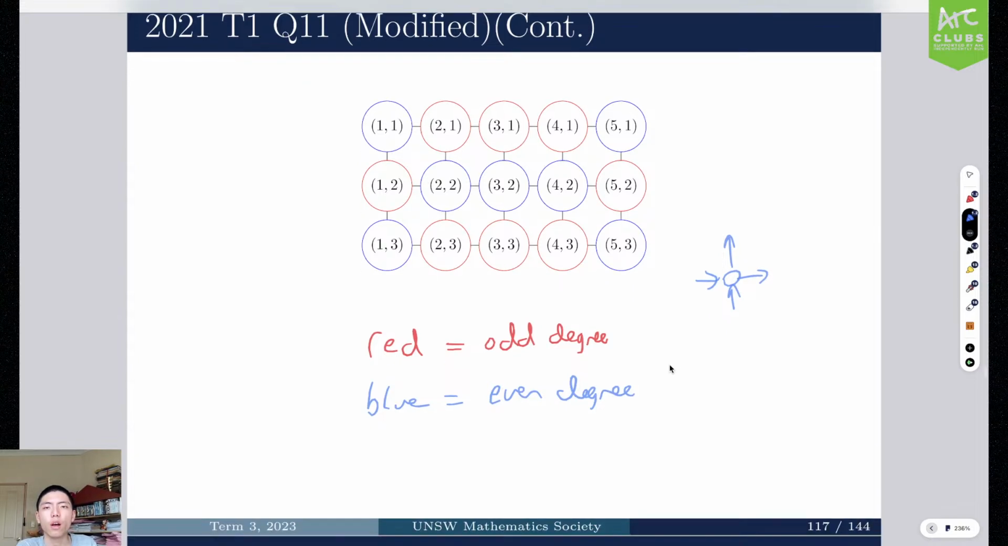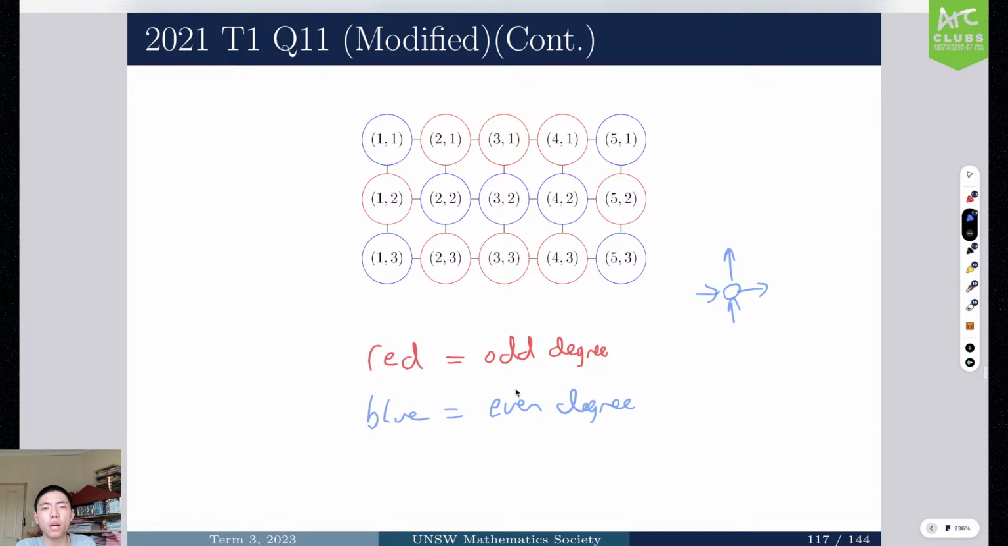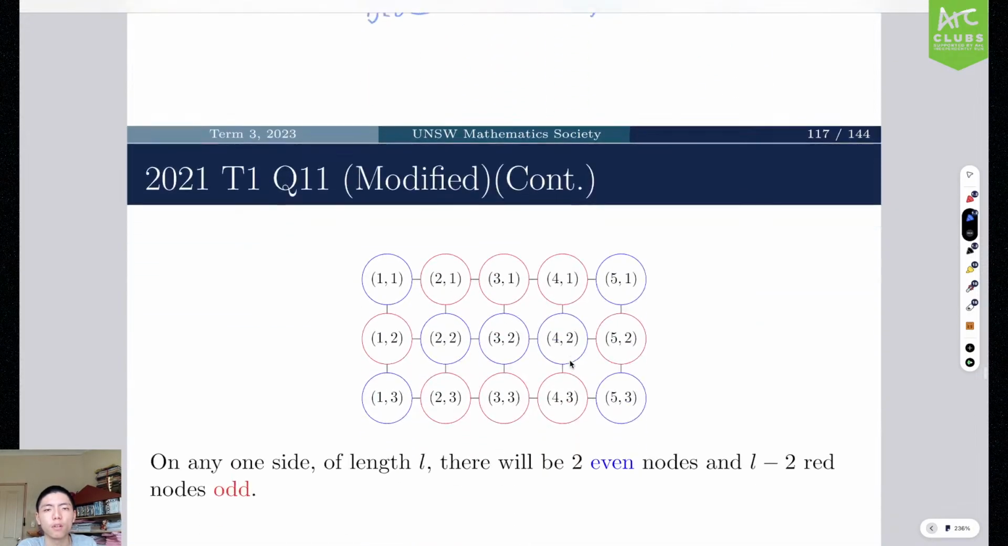Okay, so how do we deal with this? Essentially, since the reds are the odd degrees, then we just need to make it so that the mesh that we have only has 2 red circles, or it has no red circles at all. Those are the ones that we're trying to look for right now.